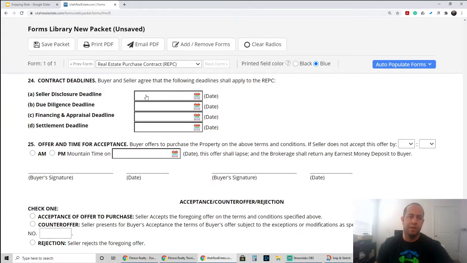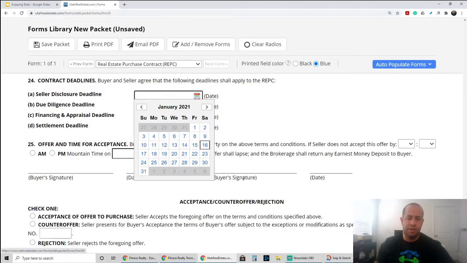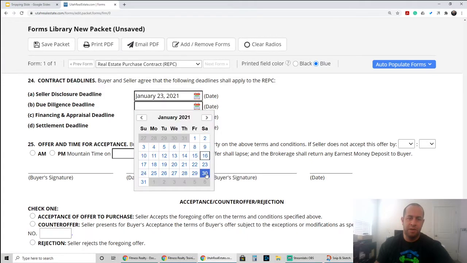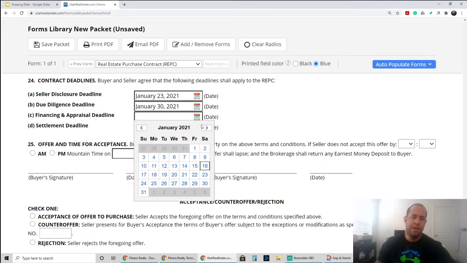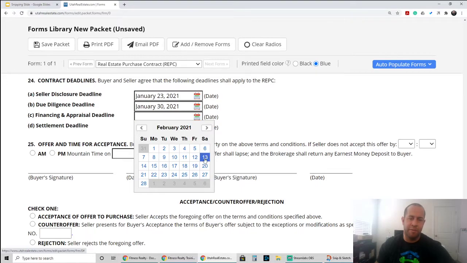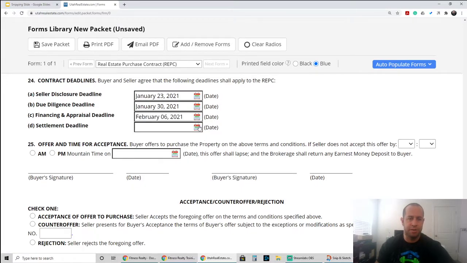All right, seller's disclosure. This is what I like to do. Let's say today's the 16th. I like to have seller's disclosure about 1 week. I like to have due diligence 2 weeks from either the offer date or the acceptance date. Financing and appraisal, I like to have about 3 weeks. So let's just say that's the 6th.